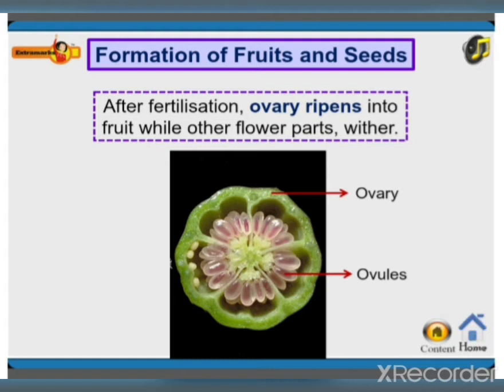Let us discuss what happens after fertilization. After fertilization, ovary ripens into fruit, while other flower parts wither.